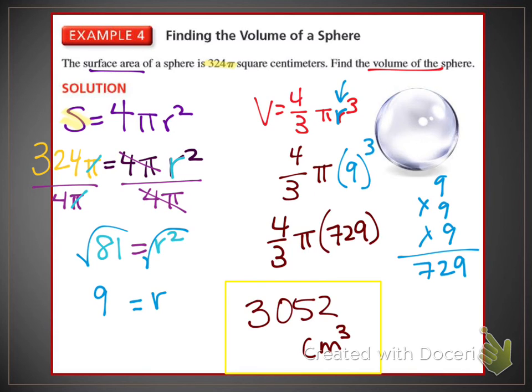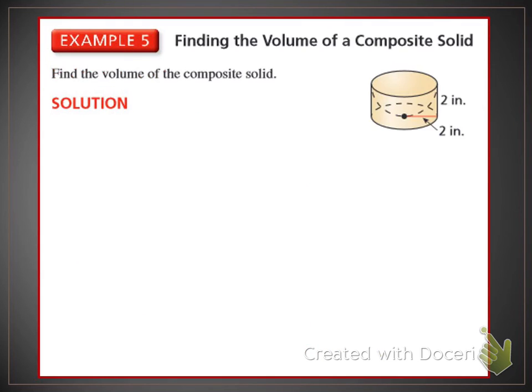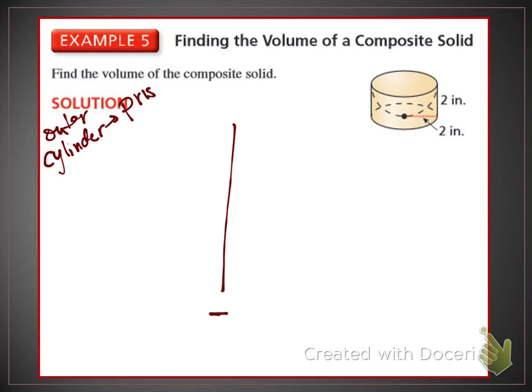It is a composite solid. So in this one, were 2 shapes added together, or was one shape cut out of the other? One shape is cut out of the other. So that means we're going to end up subtracting the 2 volumes. So this shape, let's talk about the outer. What is the outer shape? It's a cylinder, which has what kind of formula? Like a prism formula. So volume equals area of the base times the height.